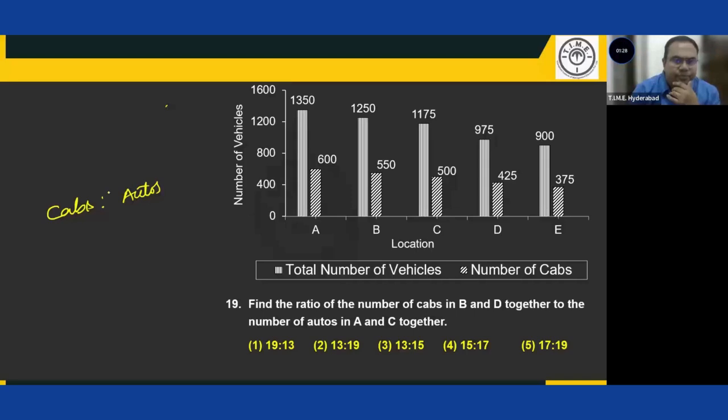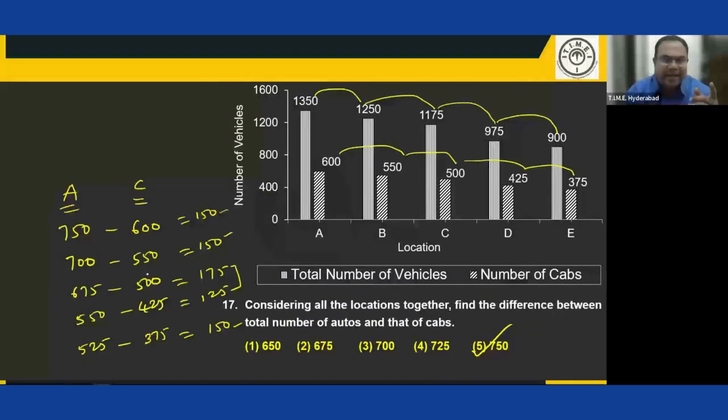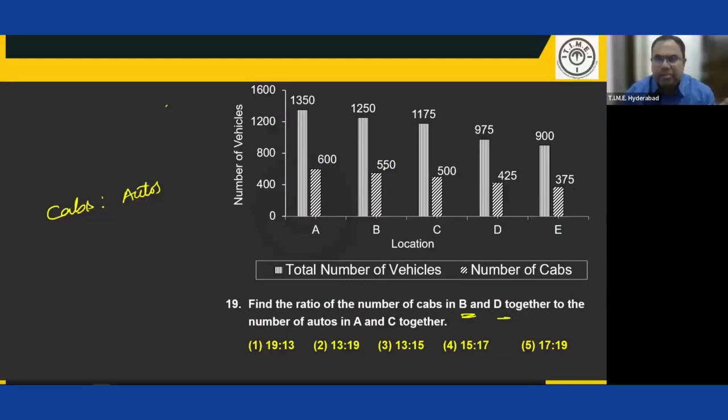Okay. Simple question now, not that time consuming. Ratio of number of caps in B and D to autos in A and C. See, you already have the data. This will be there on your rough sheet now. You can take it from the first question, or if you want, you can add again. B and D caps 550, 425, 975 is to A and C autos. Autos I have to subtract now. This is how much? 1350 minus 750 is 675. So 975 is to 1425.